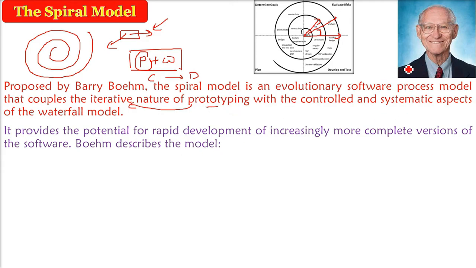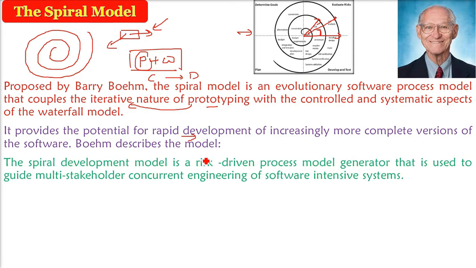What Barry Boehm has said, because he is the creator of this model, is that this is a rapid development. Every time we get a complete version of the software, an increasingly complete version of the software. If you have a big, complex project, the spiral model is a risk-driven process model generator. This is a definition. You don't have to learn it, but just understand. He is saying that it is a risk-driven process model, and it is for software-intensive systems. So you are applying different concurrent engineering and software engineering aspects here.